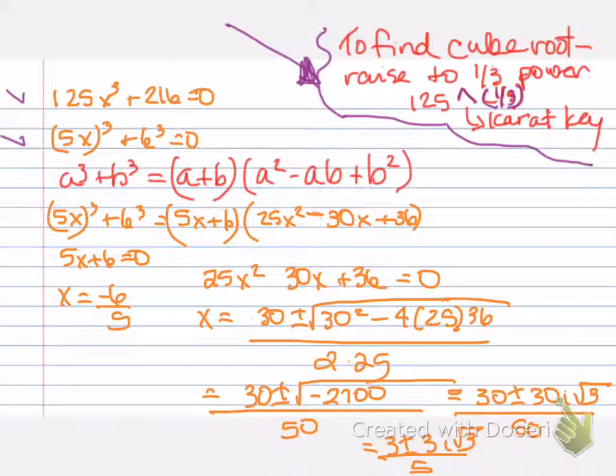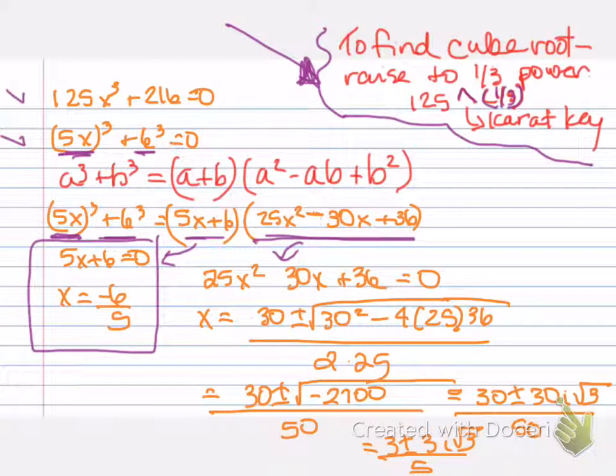So now that I have it written as a sum of cubes, all I have to do is simply put it into my formula. That's all it is. Memorize the formula, plug it in. That's all you have to do. I find that 5x plus 6 is going to be one factor. 25x squared minus 30x plus 36 is going to be another factor. As you can see, this one is quite simple to solve. This one is a little more involved, and it's only just using the quadratic formula.